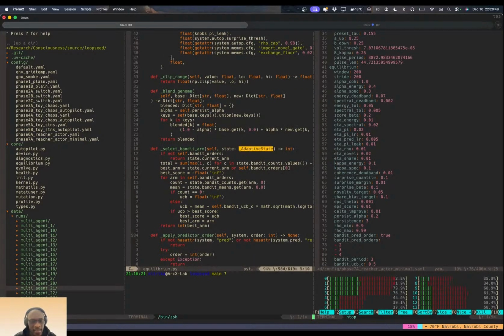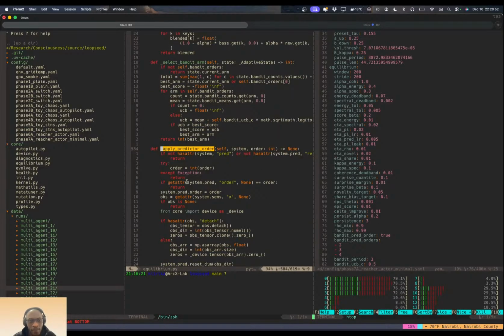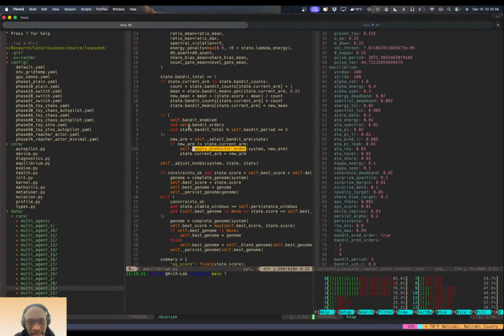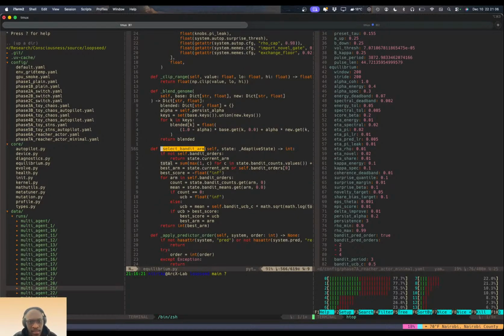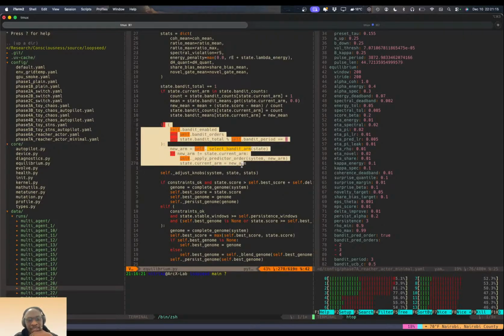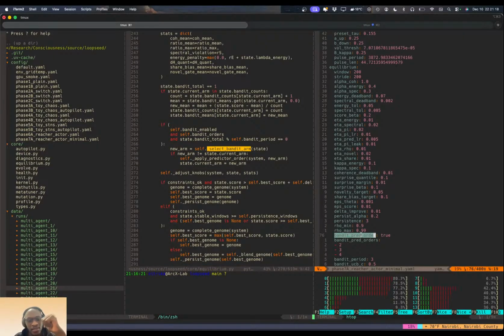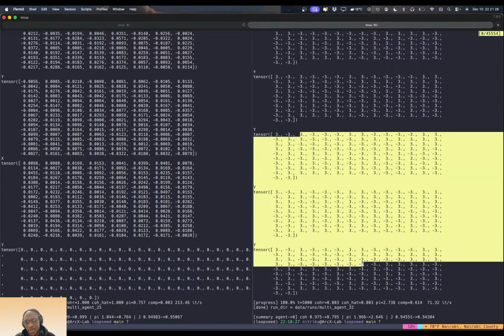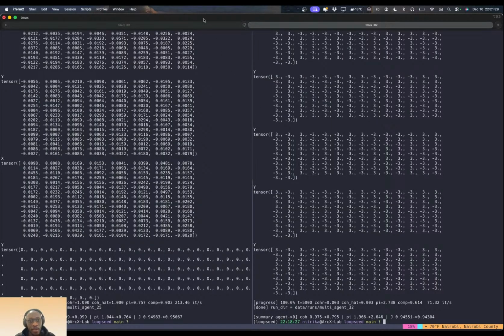Then every time we apply something, apply predictor order. So this is what happens, this is what does the change. If current arm is not equal to the new arm, it is selected from the bounded state. I want to see if we can have bandit predict order enabled and still solve the problem, because right now we don't. This is when it's on, this happens.